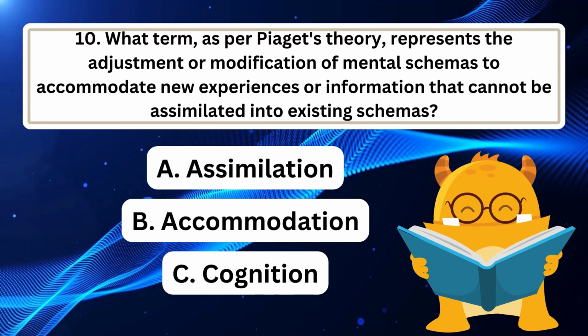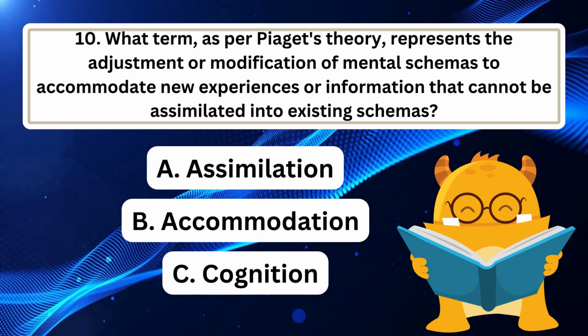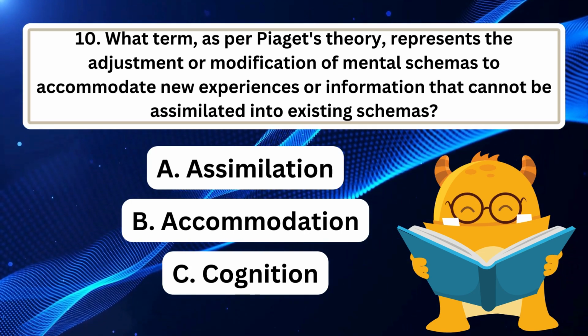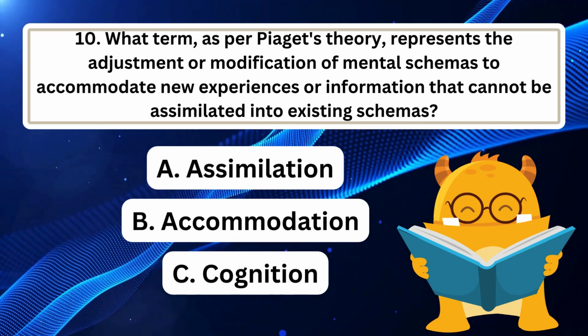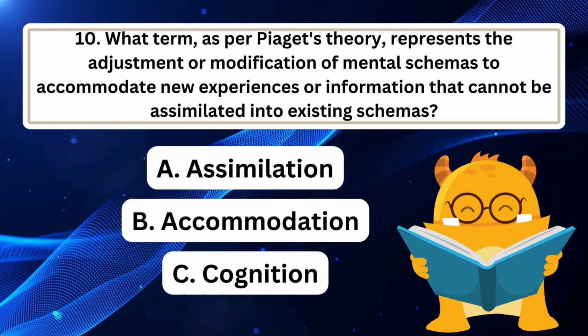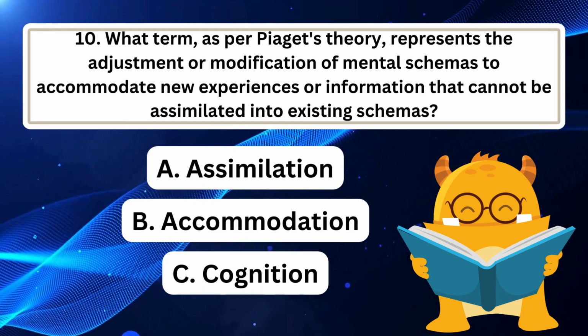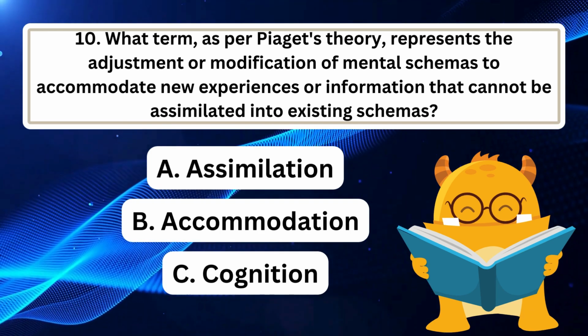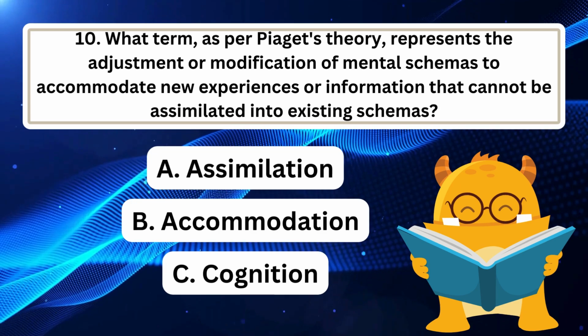10. What term, as per Piaget's theory, represents the adjustment or modification of mental schemas to accommodate new experiences or information that cannot be assimilated into existing schemas? A. Assimilation. B. Accommodation. C. Cognition.